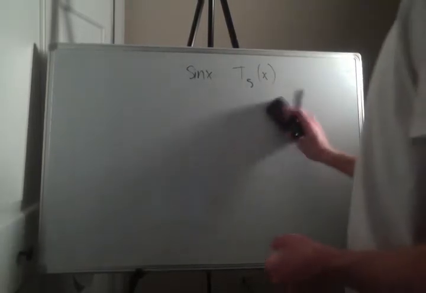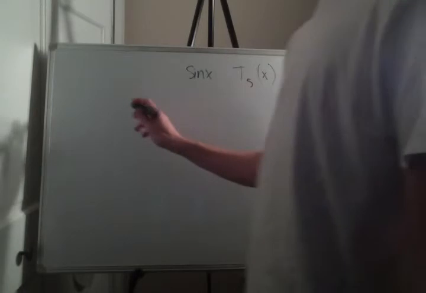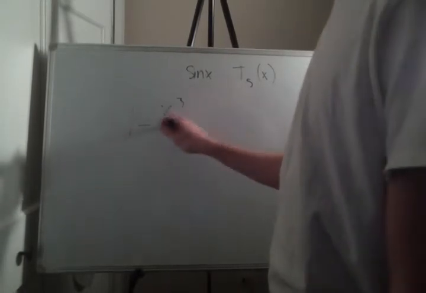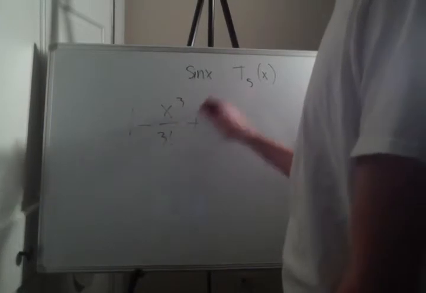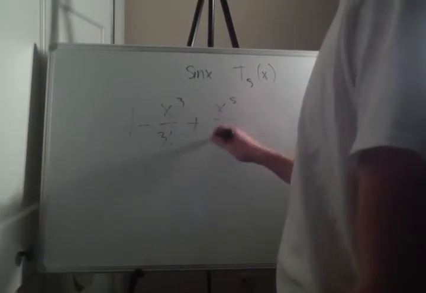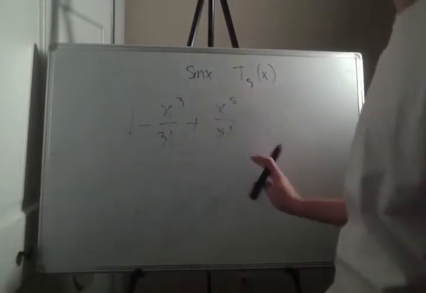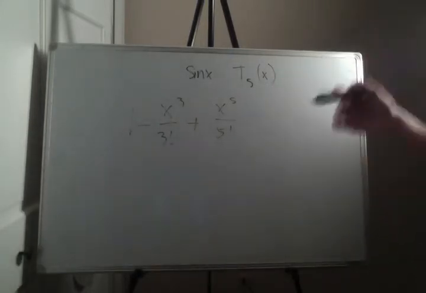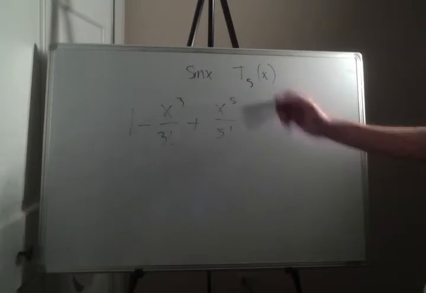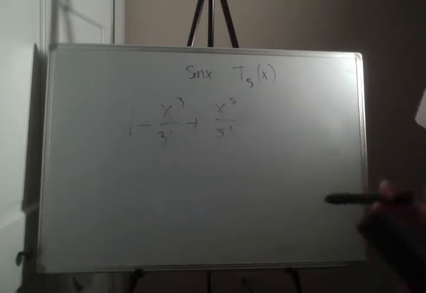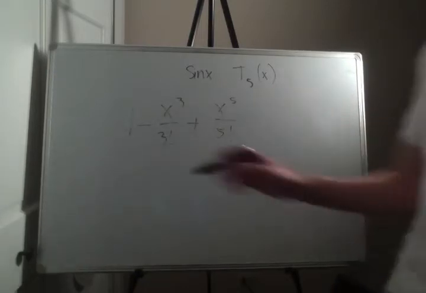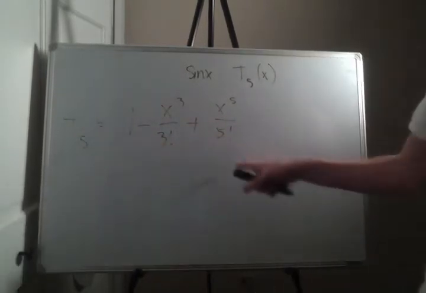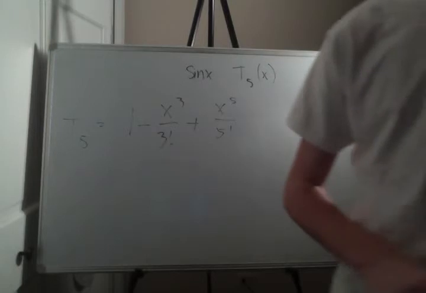to be 5. So as we know, the sine of x is going to look like x minus x to the third over 3 factorial plus x to the fifth over 5 factorial minus, wait, actually we can stop because we just wanted to go until the maximum power was the fifth, and we did that right here. So that means that this right here equals T sub 5. This right here is the Taylor polynomial.